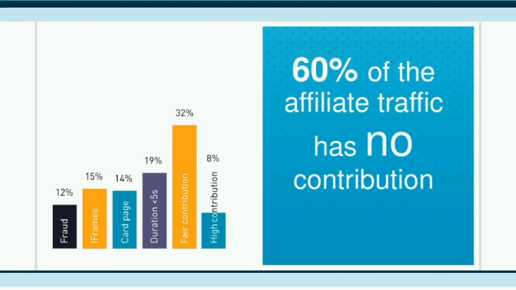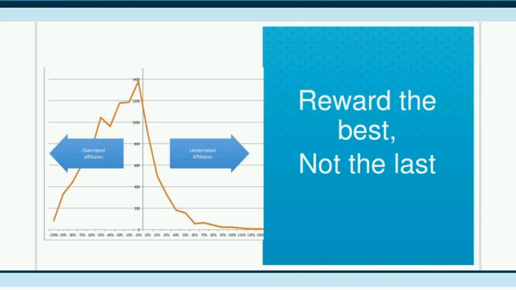However, the cookie was dropped. You can't even see a product. You can't even read anything in less than 5 seconds. So it's amazing that 20% of the cookies were dropped by those visits. But of course, there are the good ones. So fair contribution was about 32%, and a really high contribution was 8%. So 40%. The positive news is 40% of affiliate traffic has a good contribution.